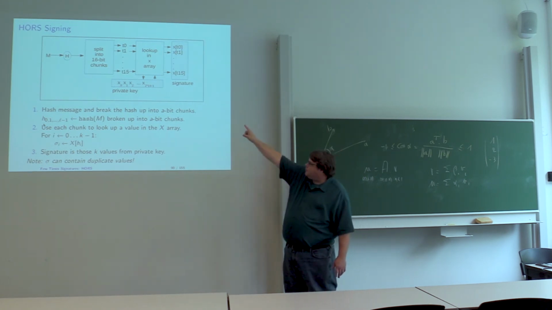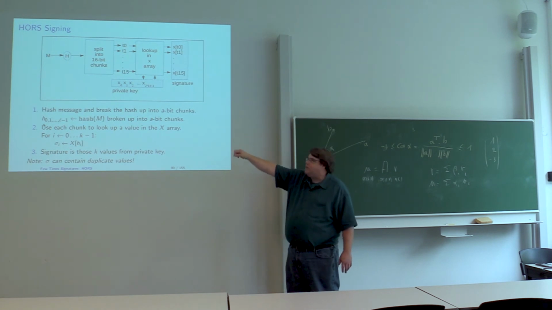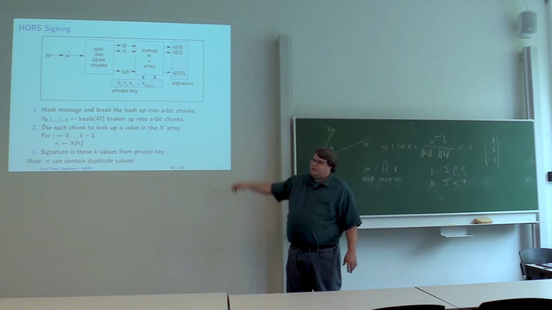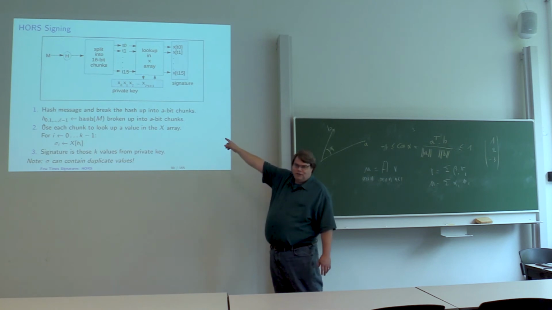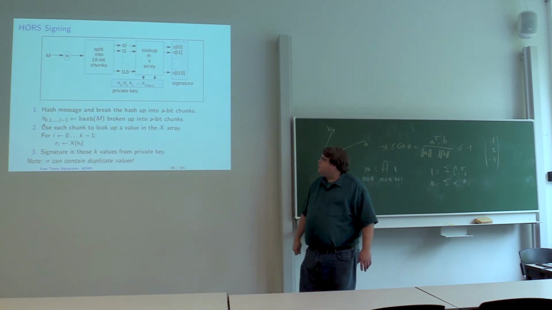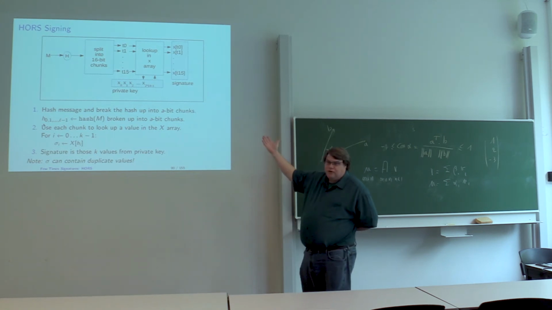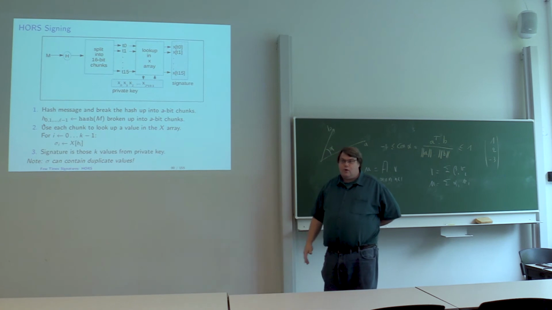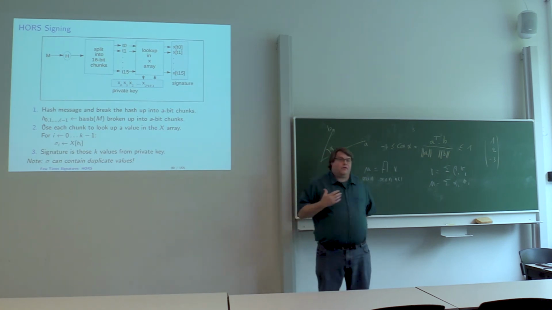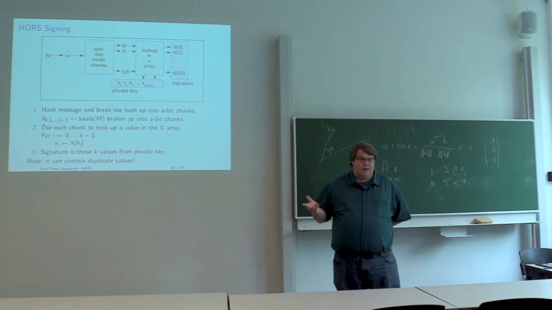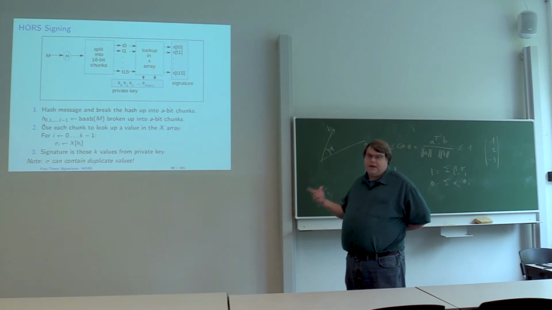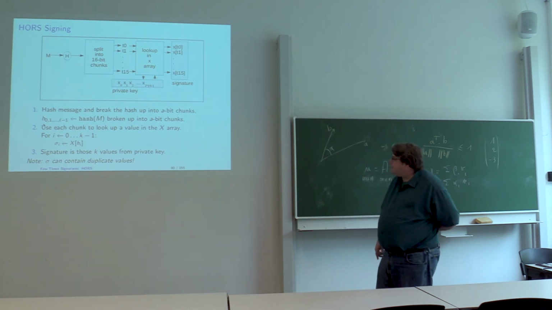So this one's a 0, it's going to be the first private key, first value in the private key array. If it's 65,535, it's going to be the last entry, okay? And so each time, in order to sign, we're going to take these values, look them up in the X array, and then those values are going to be our signature, okay? So once again, signing is revealing some secret data. I'm revealing part of my private key, okay?